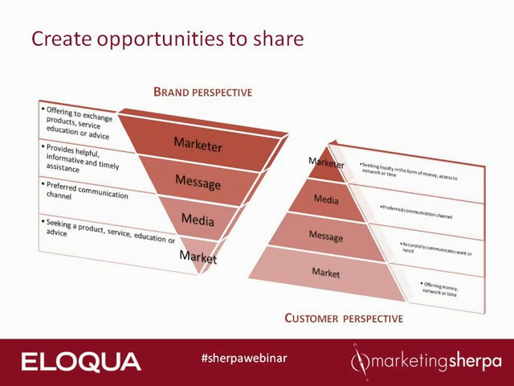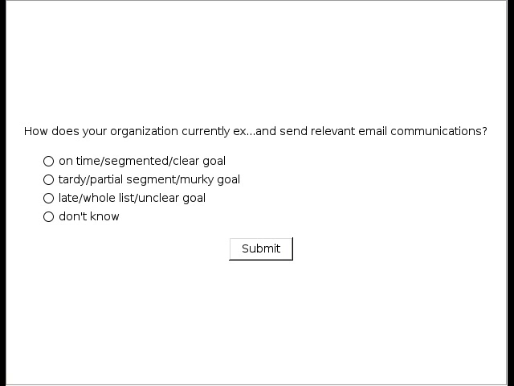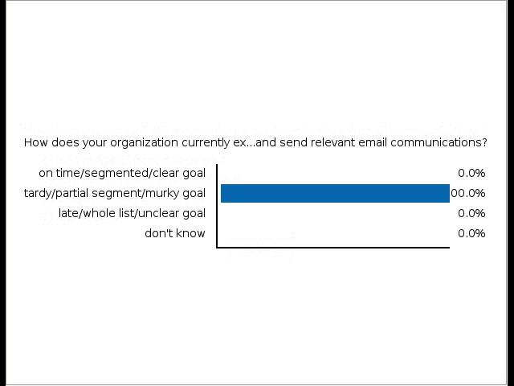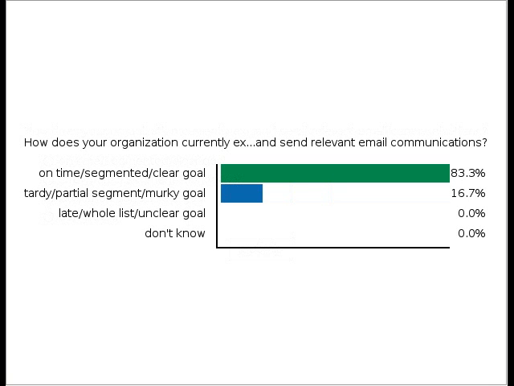Now, when it comes to email, it's definitely easier said than done. So let's do a quick poll right now. How many of you currently execute and send relevant email communications? And what I mean by email communications is on time to a specific segment of your audience with a clear conversion goal. Or do you sometimes get it out on time, but sometimes it's a little bit late?